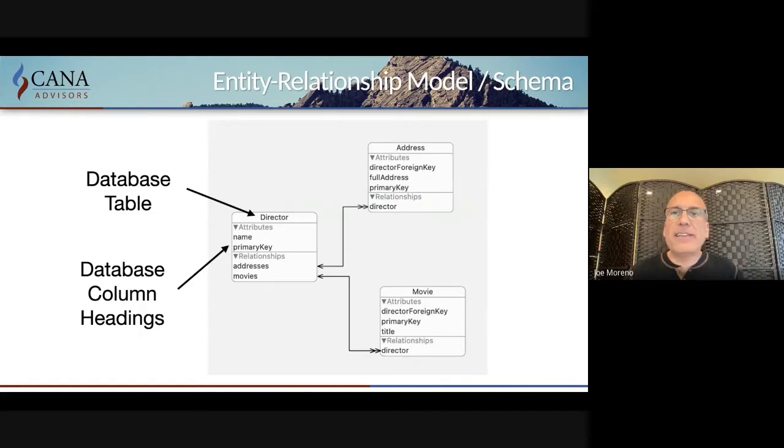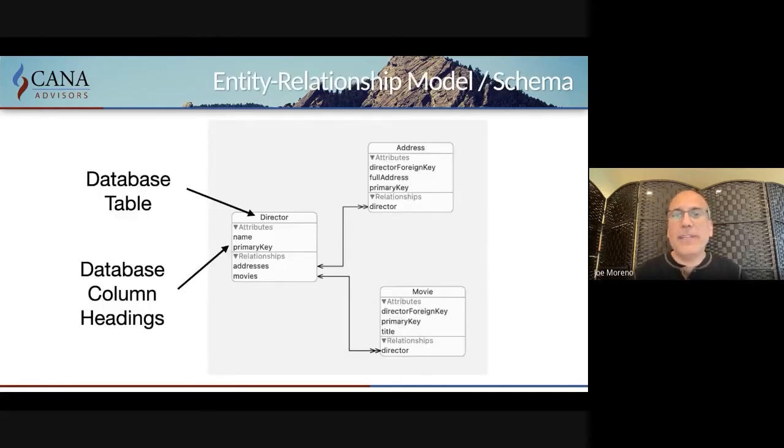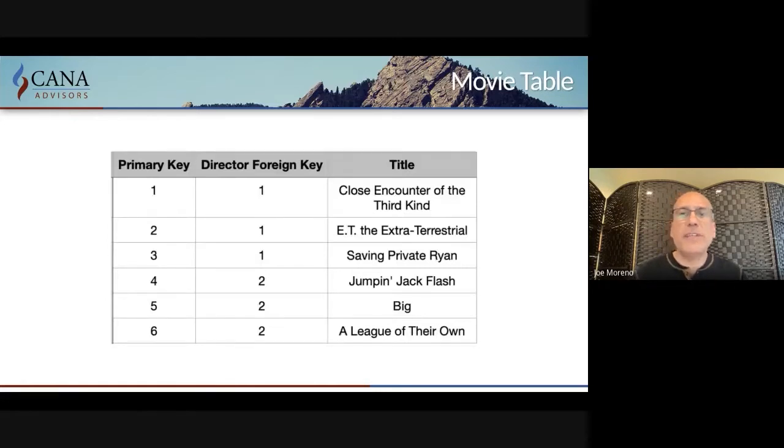Now we're going to take a look at the address table in the upper right. And this is an example of the data that's denormalized in the address table. Again, we have the primary keys and then we have the full address. For right now, just ignore what the foreign key is, and I'll tie that all in just a bit. And then we're going to look at the movie table here on the bottom right. And this is what the movie table would look like. We have each movie. It's listed once and only once with a primary key and a foreign key. And now I'm going to tie all that together.